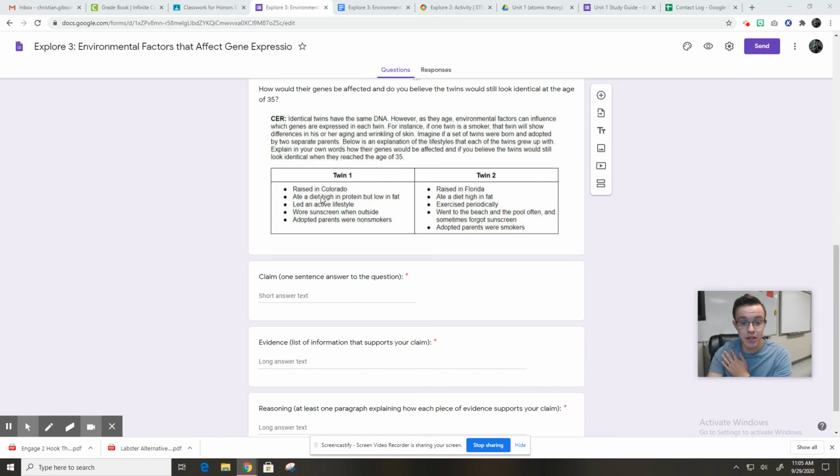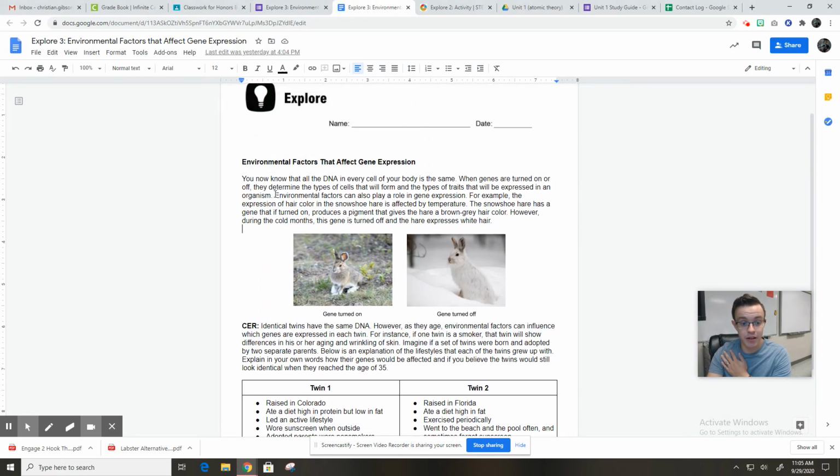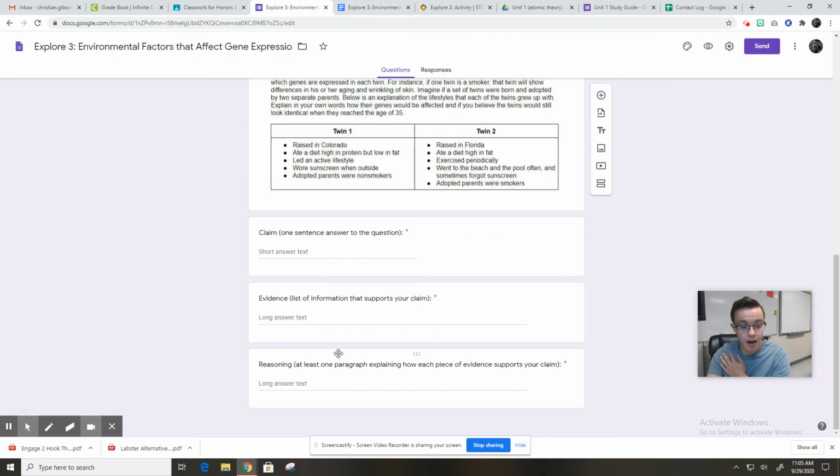For your evidence, you can pull from here. You can also pull from stuff up here about environmental factors, effects on gene expression, and all that stuff. And then for your reasoning, remember, you just want to have a solid paragraph explaining how each piece of your evidence supports your claim or proves your answer correct, okay? Think about you're arguing it. Maybe you're arguing against somebody who has an opposite claim and you're trying to prove that you're right. Think of it that way, okay?